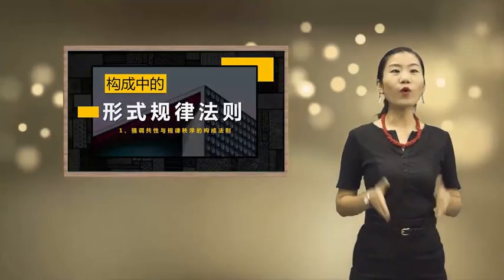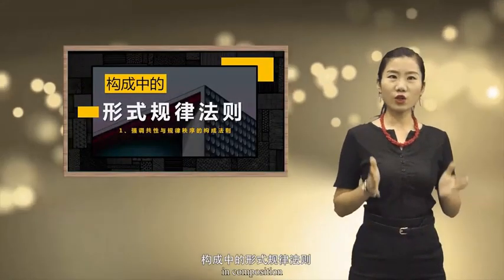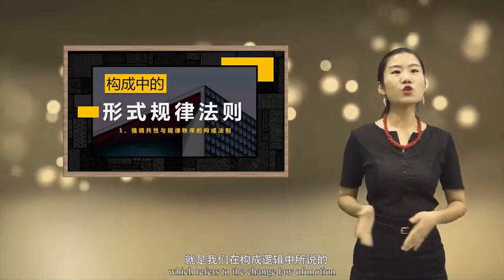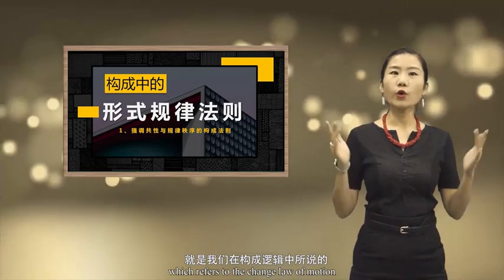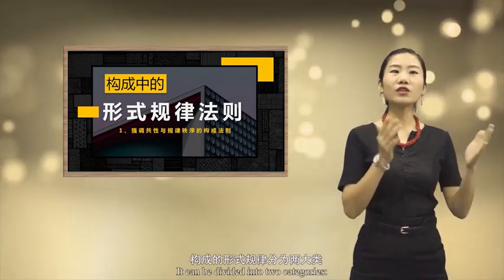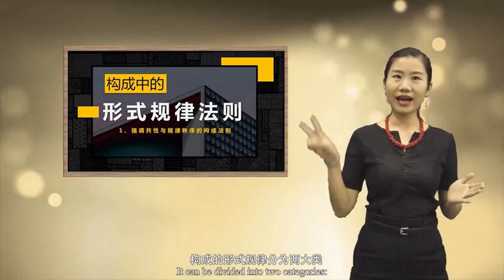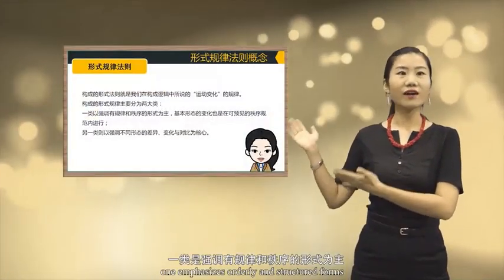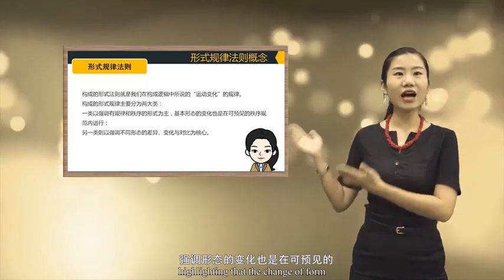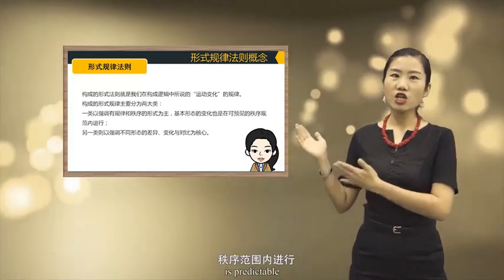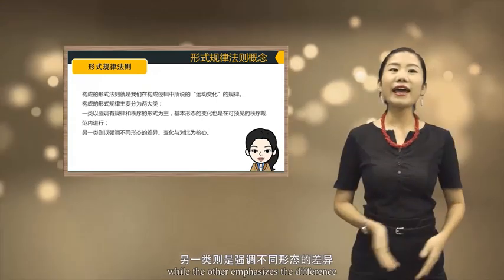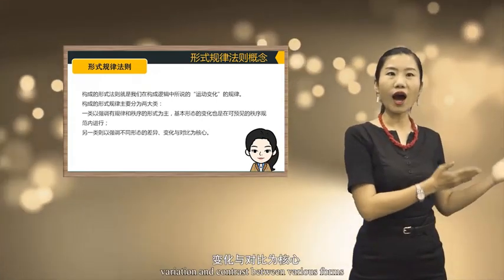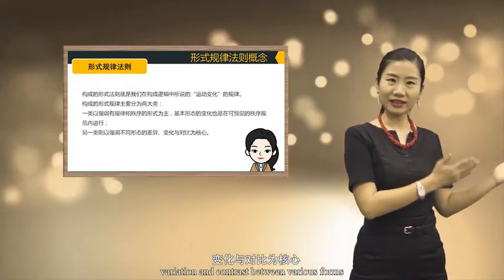In this lesson, we will learn the principles of form in composition, which refers to the change law of motion. In the composition logic, it can be divided into two categories. One emphasizes orderly and structured forms, highlighting that the change of form is predictable, while the other emphasizes the difference, variation and contrast between various forms.